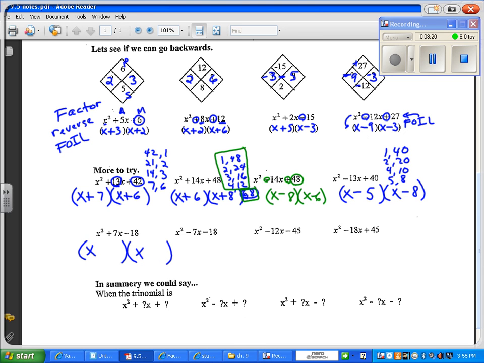X and x, one of each sign, because they're going to multiply to give you a negative. They have to add up to give you a positive. Factors of 18: 1 and 18, 2 and 9, and that's the one. If I make 9 positive and 2 negative, these will multiply to give me the -18. These will add up to give me the +7.